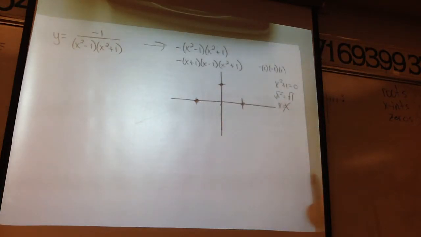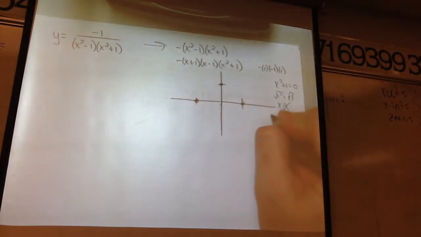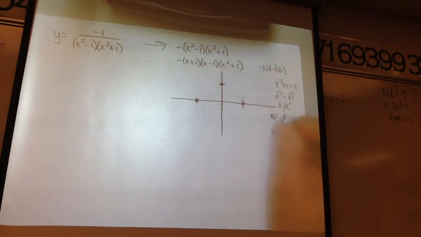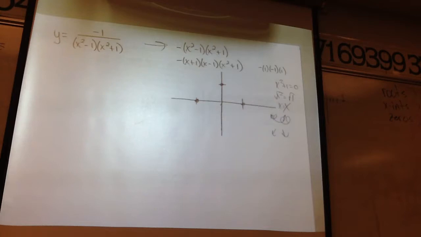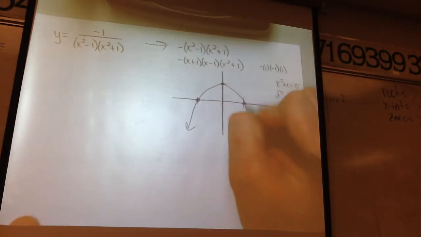What's our end behavior now? It's x to the fourth, which would be up and up, but it's going to be flipped, so it's going to be down and down. Imagine an upside down parabola, it's gonna look like that.